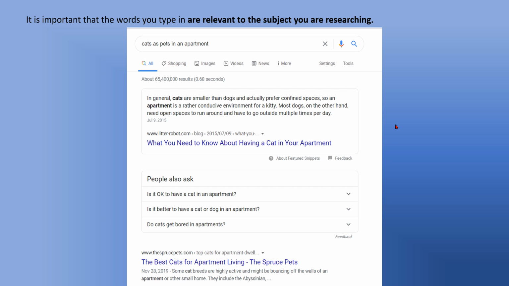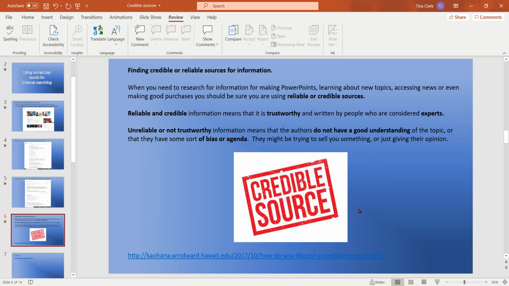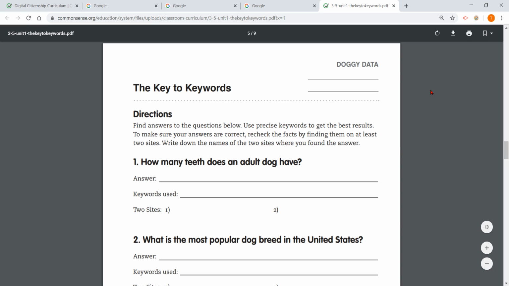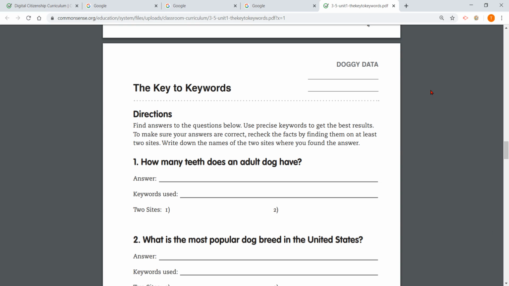I am going to get us into, hopefully I kept it up. Yes, I did. I'm going to get us into a PDF worksheet here that is from commonsense.org. And this is a good website that has a lot of good information about digital literacy and different websites and different lessons that will show you how to search for information, how to evaluate information, and a lot more stuff. But today we're going to look at this worksheet that says the key to keywords.